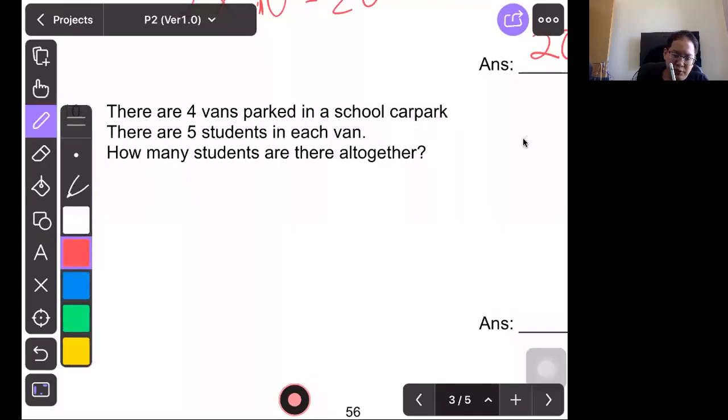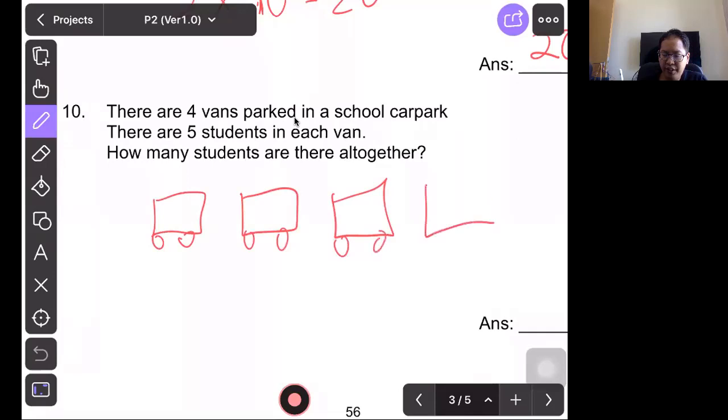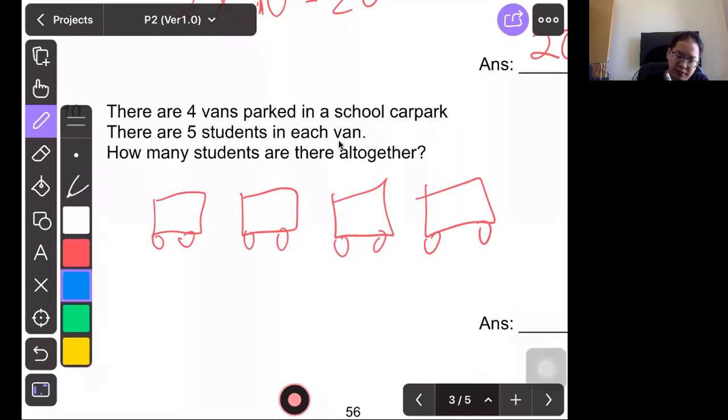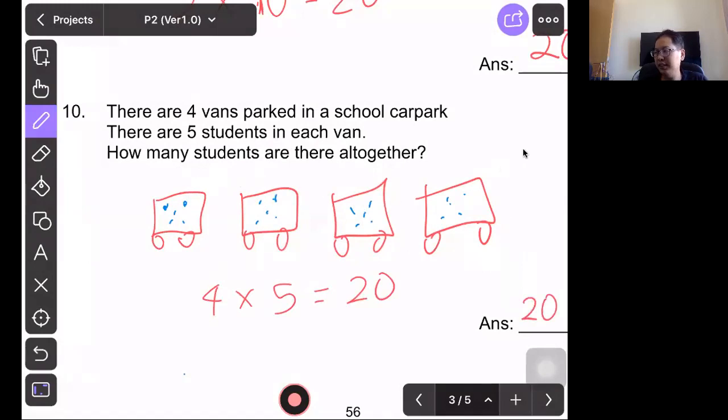Okay, let's start with the drawing, to help you understand. So there are 4 vans. This is the 1 van, 2 van, 3 van, and 4 van. And inside the van, there are 5 students in each van. So 1, 2, 3, 4, 5 students in each. So it is 4 groups of 5. So we have 4 times 5. That gives us 20. So there are 20 students. 5, 10, 15, 20. You get the answer? 20 students.